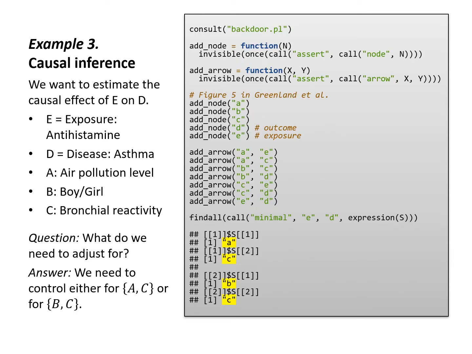Here I query the problem from R and I obtain 2 minimal sets of confounders that need to be adjusted for: A and C, or B and C. So we need to control either for A and C or for B and C.